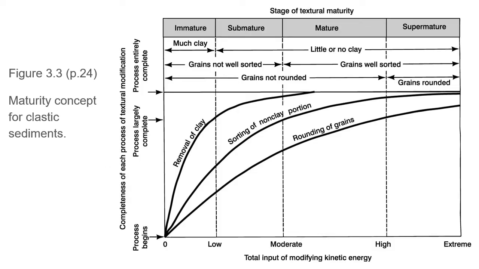On page 24 of your textbook, you'll find figure 3.3, which goes over the maturity concept for clastics. One of the things I just really want to point out is the relative amount of kinetic energy needed to really start rounding grains. It needs to be relatively high before we start getting into really mature sediments. So the removal of clay and the sorting of the non-clay portion of a sediment and then the rounding of grains all are really happening once we get into our moderate to high degrees of kinetic energy. So it's not easy to break down a quartz grain and round it. So when we find perfectly round quartz grains, for example, like what we see in the St. Peter sandstone, that's an incredible amount of energy that's been used on these grains over millions of years.